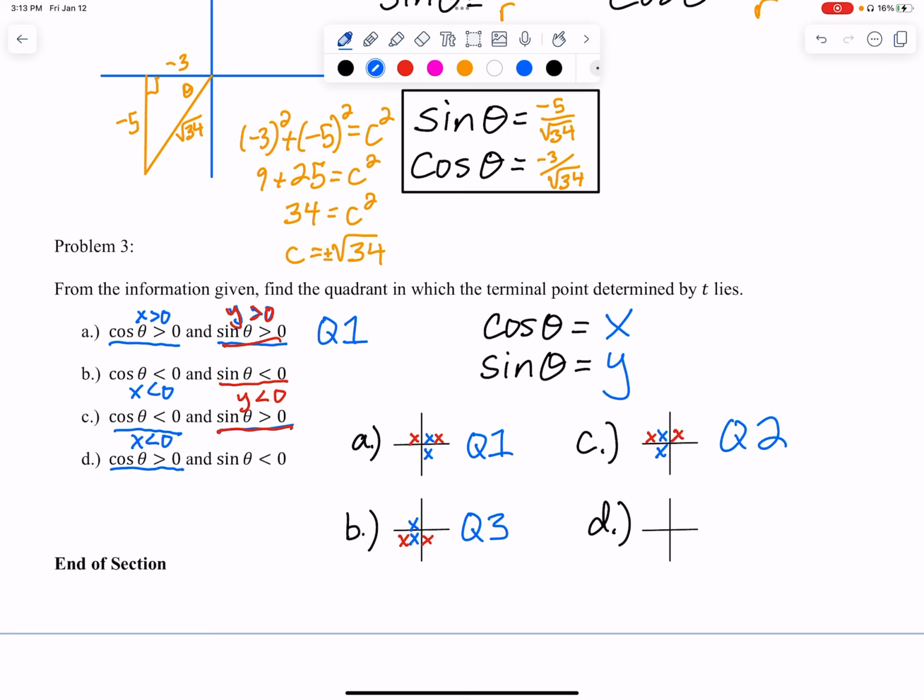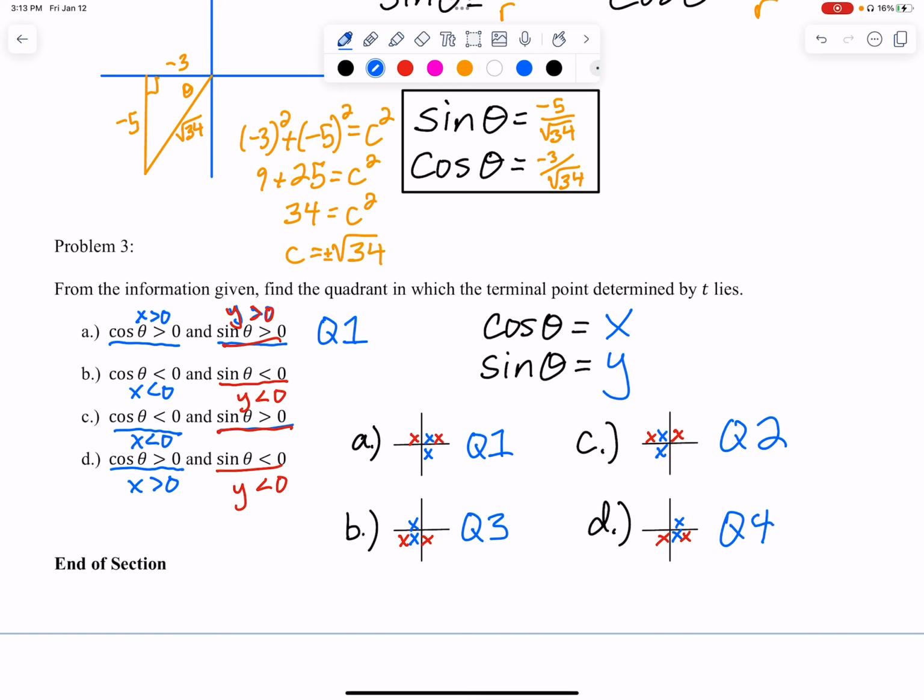Okay, we got one last one. X is greater than 0 because cosine is greater than 0. So that puts me in quadrant 1 and 4 because x is positive there. And then my other one, sine, that's y is less than 0. So if y is less than 0, it's here and here, which means my answer is in quadrant 4.